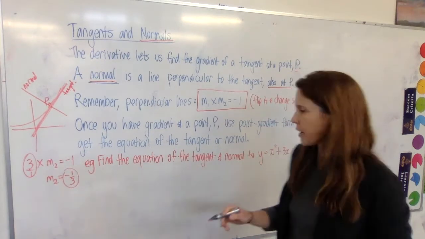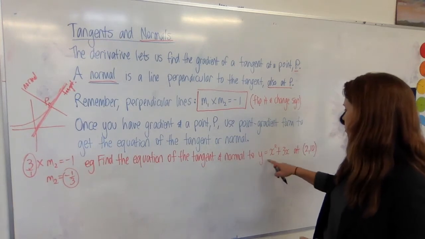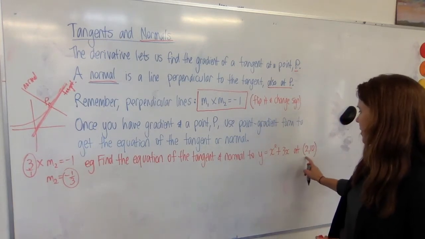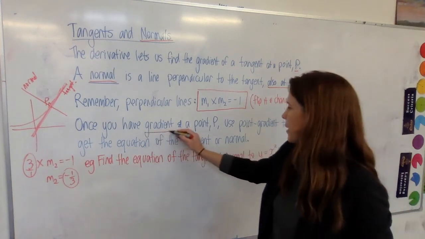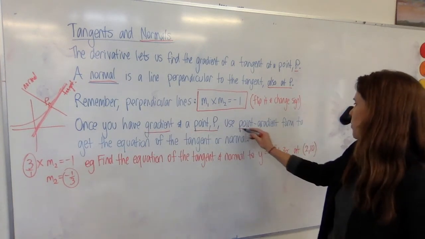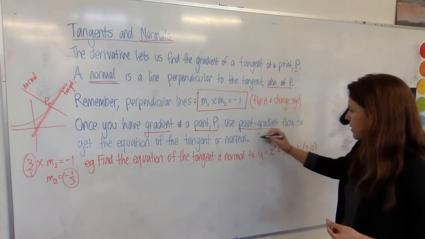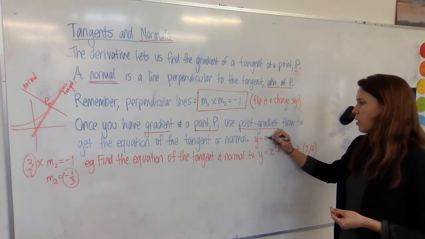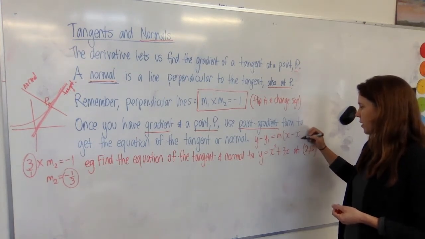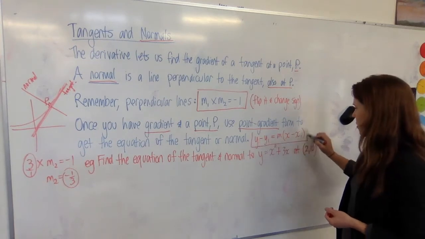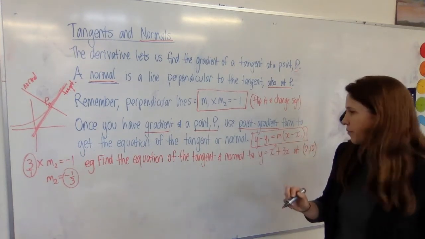Okay, so our example here, find the equation of the tangent and the normal to y equals x squared plus 3x at this point. Now, I've said here, once you have the gradient and you have a point, you can use point gradient form to get the equation of the tangent or the normal. Now, what is that? You'll remember this equation, y minus y1 equals m outside of x minus x1, where x1, y1 is your point, and m is your gradient.